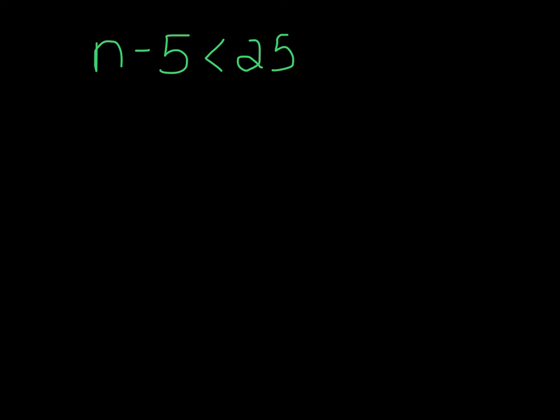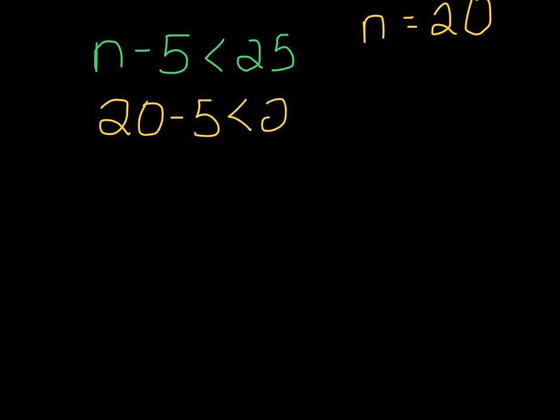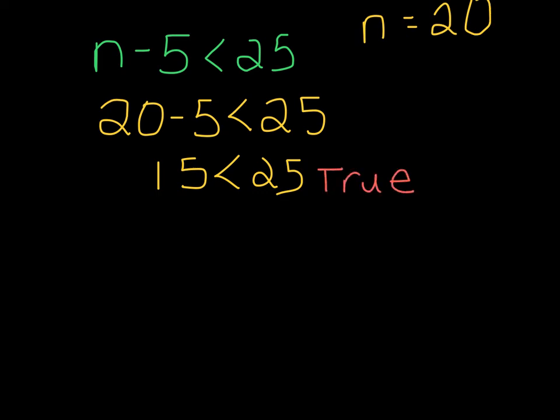Here's an example of an open sentence. We have n minus 5 is less than 25. This has a variable, so that tells us it's an open sentence. Now they give us n equals 20, so we're going to plug that in. 20 minus 5 is less than 25. 20 minus 5 is 15, which is less than 25. So this is true, and we know that 20 is one solution for this inequality.